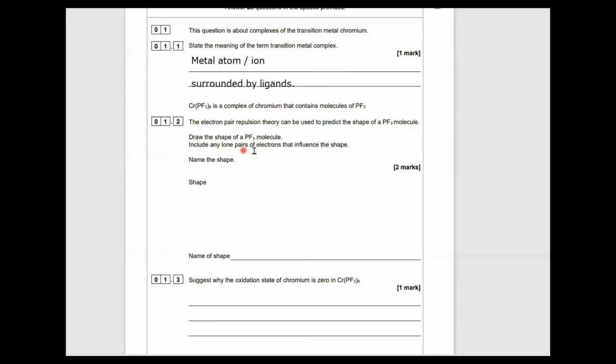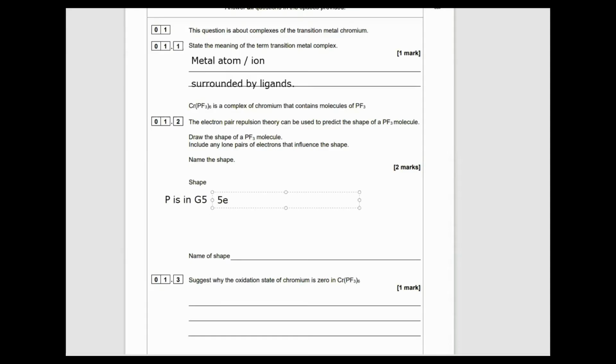The electron pair repulsion theory can be used to predict the shape of a PF3 molecule. Draw the shape of a PF3 molecule, include any lone pairs of electrons that influence the shape, and you need to name the shape. Okay, I'm going to go through how you work out the shape.